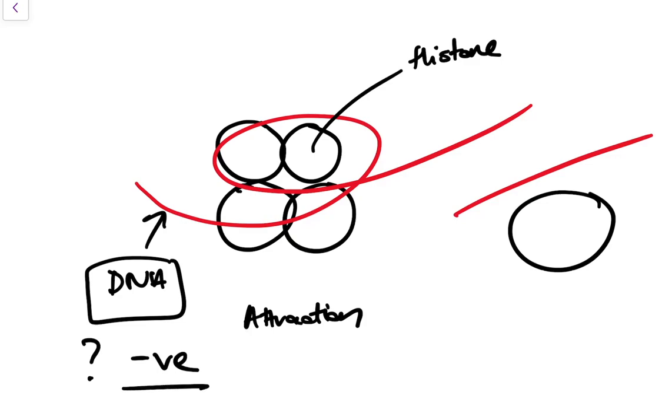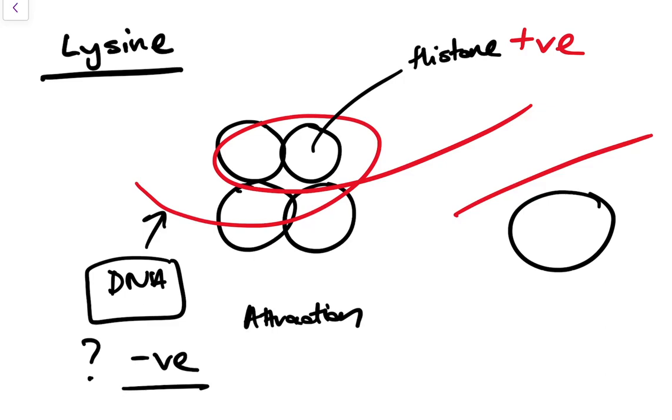So what would it then attract to on the histones? Well, it would attract to positive charges on the histone proteins to associate. So in histone proteins, there is an amino acid called lysine.